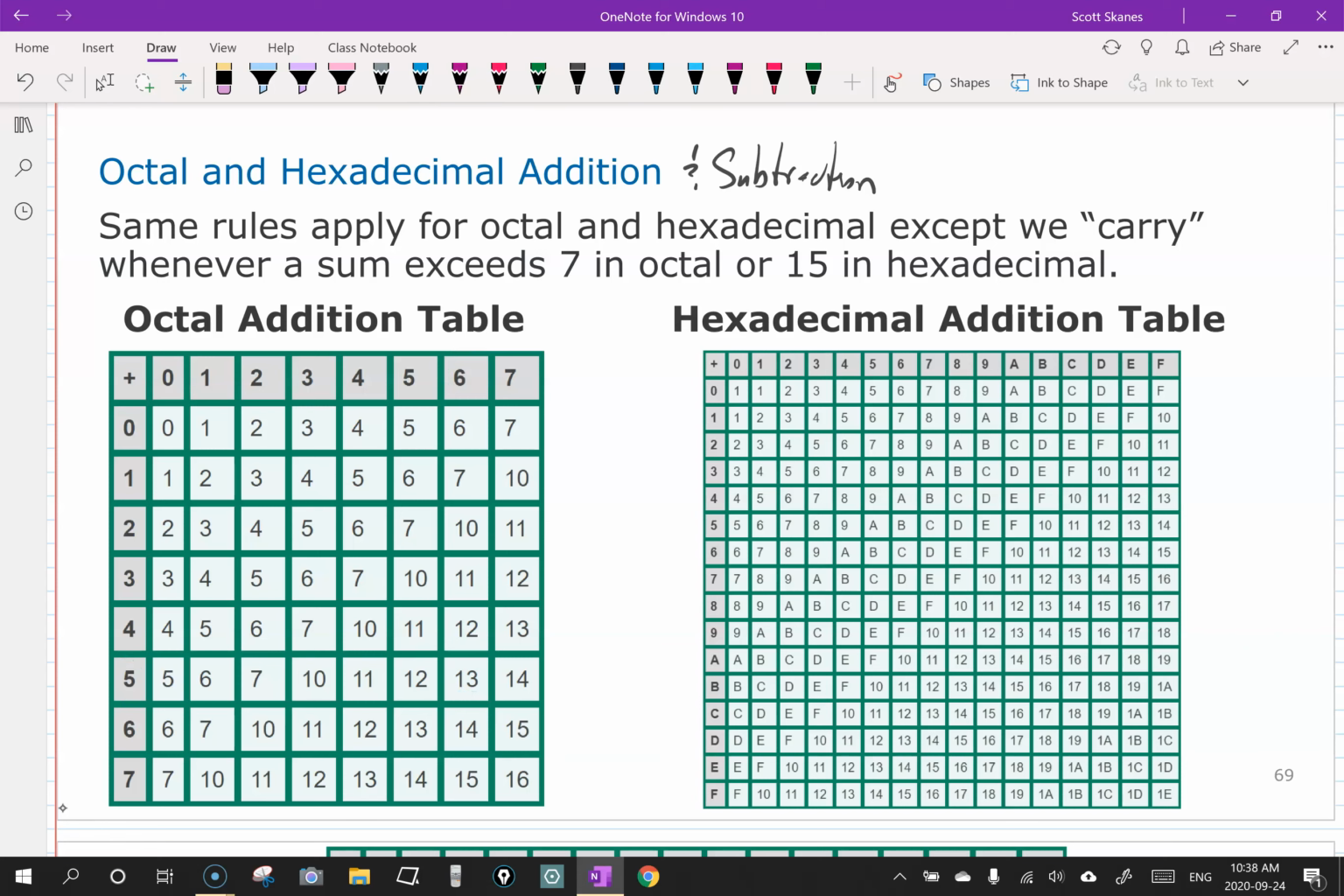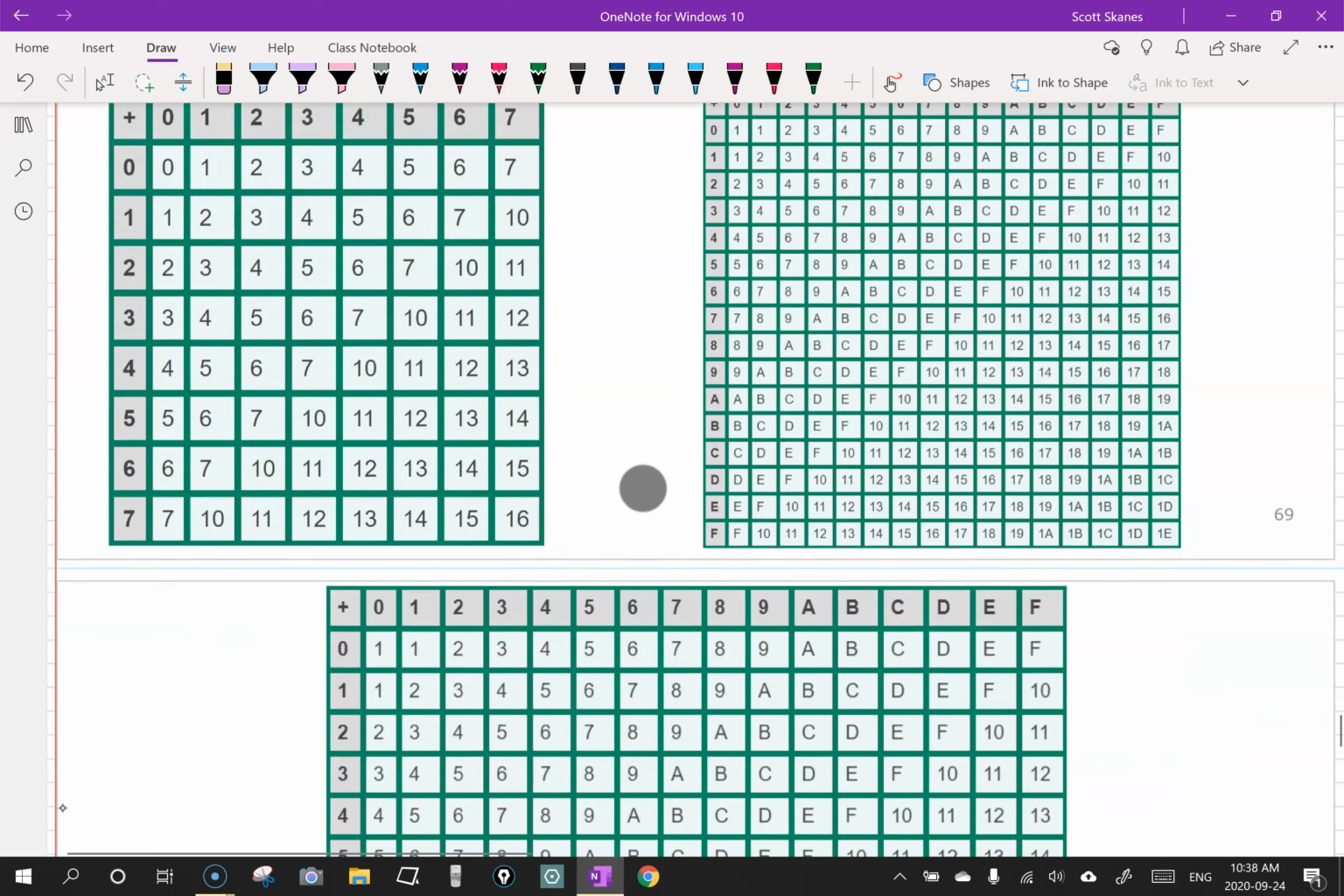So in any case where we're going to be adding, for example, we already have 7. As soon as we add 1 to it, we need to go into the next column. We need to be carrying. Same story with hexadecimal. If we get over and above 15, we have to be doing this carry operation.